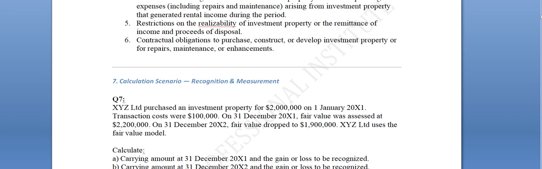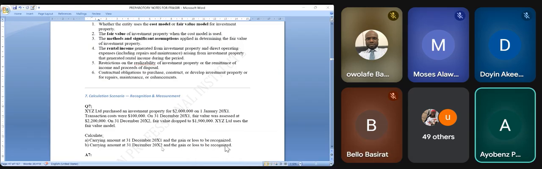Okay, now let's look at question 7 together, because I want every one of us to do it under 1 minute, which is possible. Express Limited purchased an investment property for 2 million on 1st of January. Transaction costs were 100,000. On the 1st of December, the fair value was assessed to be 2.2 million. On 31st December, the fair value dropped to 1.9 million.